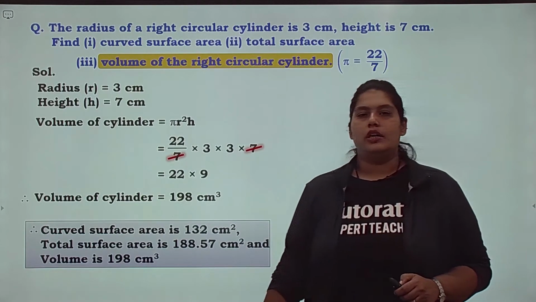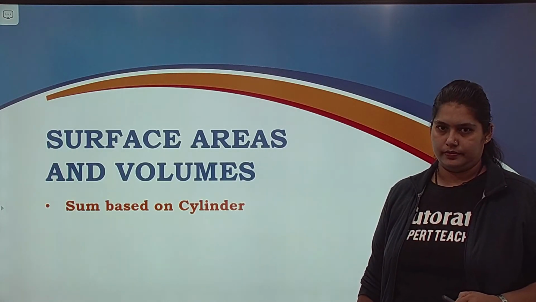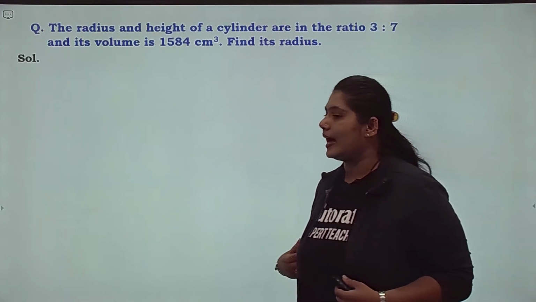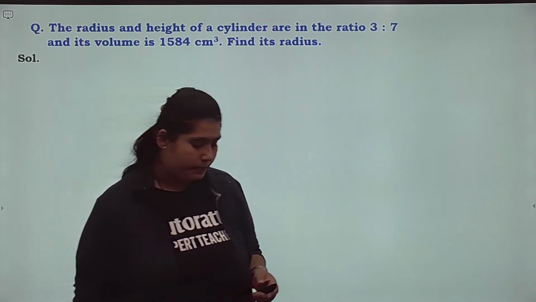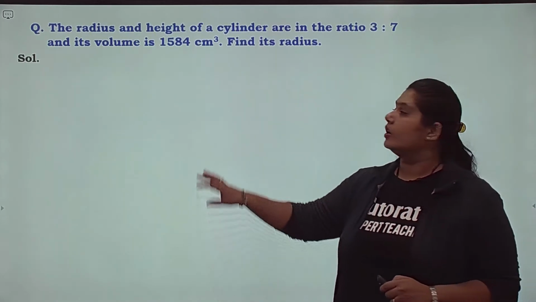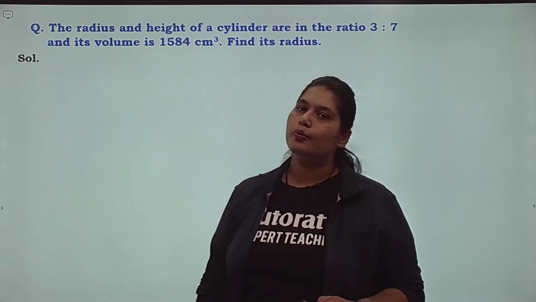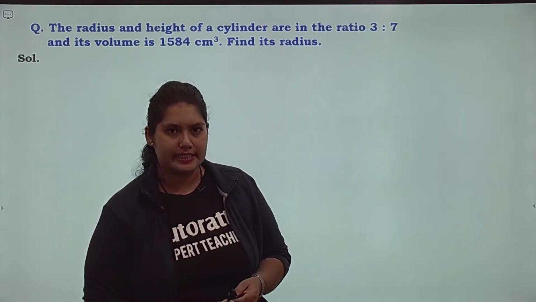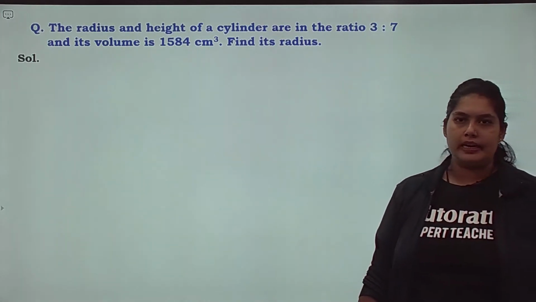ठीक है, चलो let's go ahead and understand the next question. Here, the radius and the height of a cylinder are in the ratio 3:7. ठीक है, यहाँ पे थोड़ा सा अलग दिया है. क्या दिया है, रेशियो दिया है और उसका वॉल्यूम दिया है 1584 क्यूबिक सेंटीमीटर. अब हमको हायर वैल्यू से रेडियस निकालना है. ठीक है, तो लेट्स स्टार्ट. थोड़ा सा ट्रिकी है पर हम कर लेंगे.